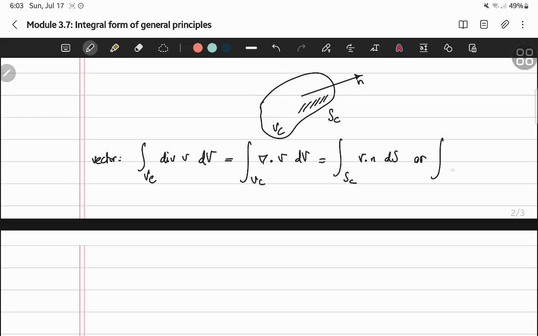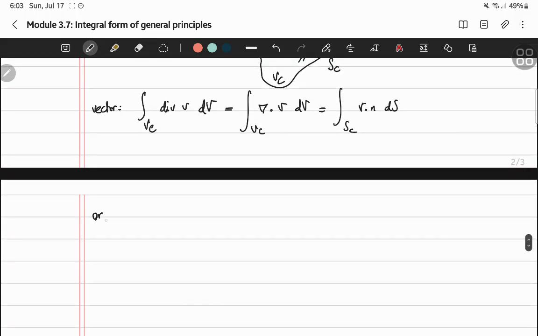Or it is equal to the partial derivative of v_i with respect to x_j. Let me just write it down here. Or the integral, we have divergence, so the integral of ∂v_i/∂x_j dV on Vc is equal to, since this is divergence, v_j n_j dS on Sc.